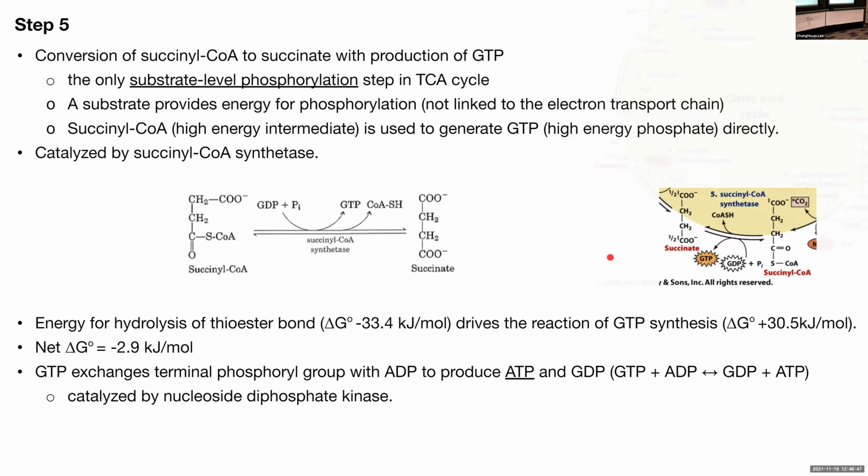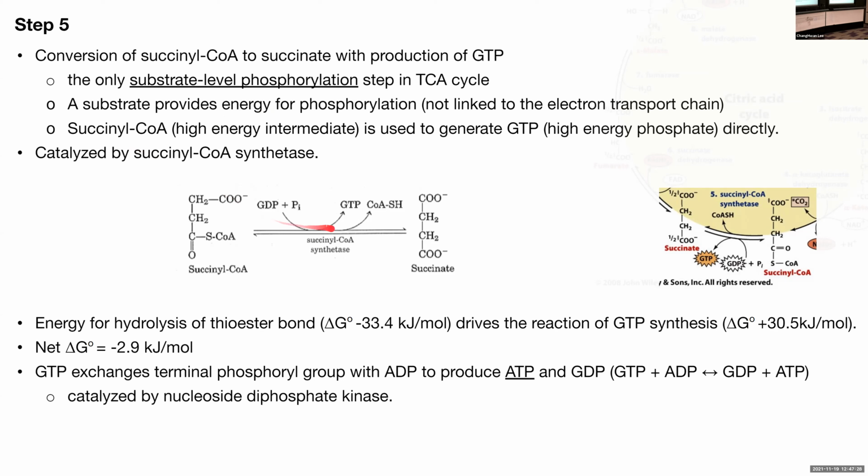So step 5 is the conversion of succinyl-CoA to succinate with the production of GTP. And this is the only step where substrate level phosphorylation is involved in the TCA cycle. Substrate level phosphorylation means that a substrate provides the energy for the phosphorylation to make GTP or ATP. It also means that it's not linked to the electron transport chain, which happens much later.